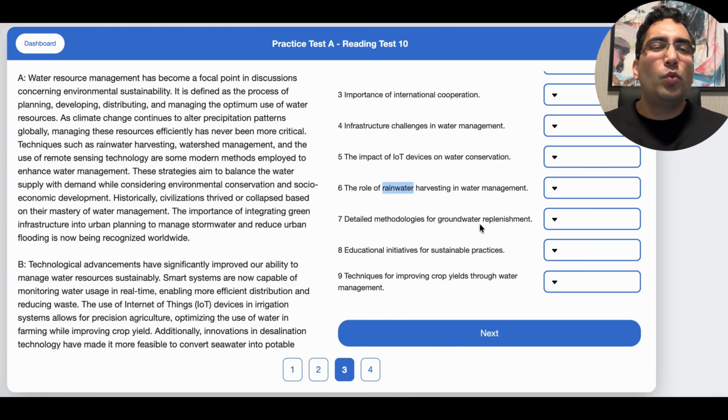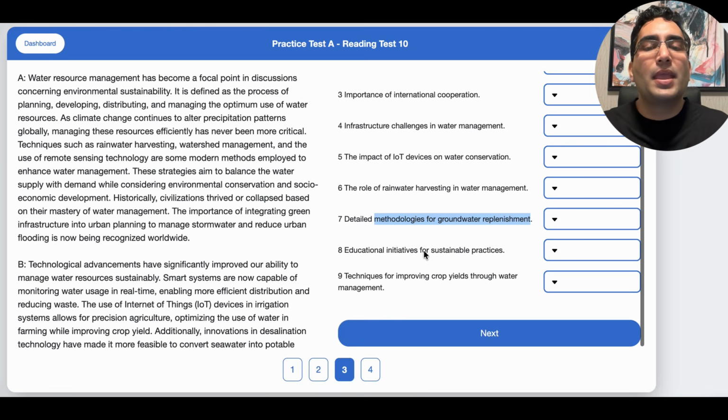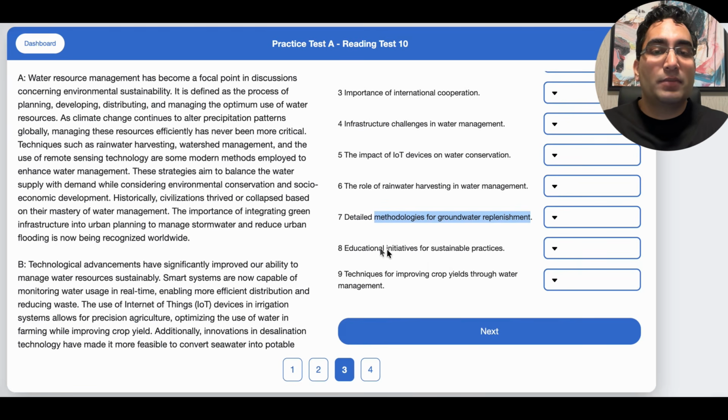Now, I don't know which one is more important. Maybe I should look for groundwater replenishment. That might be mentioned, or methodologies, right? So I'm going to think of both. I'm going to have to broaden my memory here and keep both in my head. Educational initiatives for sustainable, so something like education, techniques for improving crop yields. So this is about crop yields.